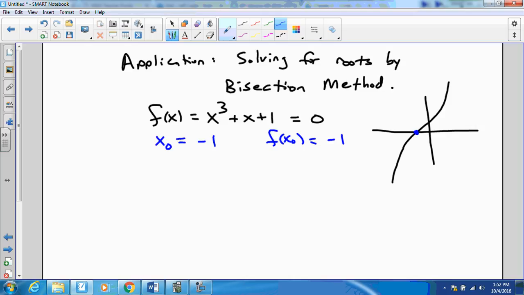Okay. Well, that's too low. I wanted to get 0, and instead I guessed -1. I got -1 down here. That's too low. So I'm going to try to go in this direction. Maybe I could guess x1 equals 0. And what is f of x1? That's 1. Yep. That's too high. You can see my graph is not really to scale here. That's okay.